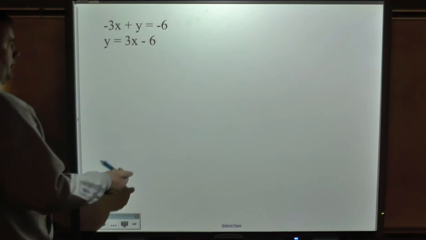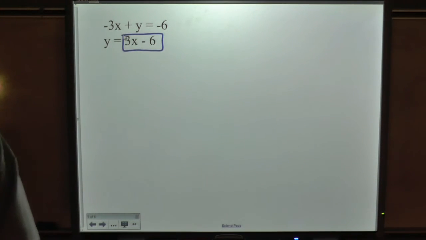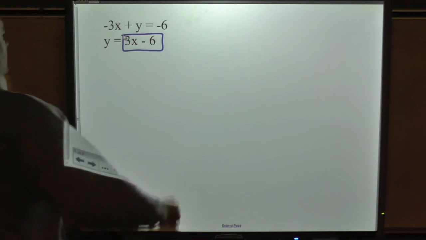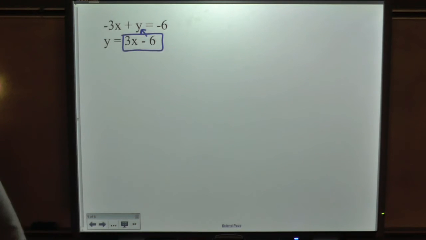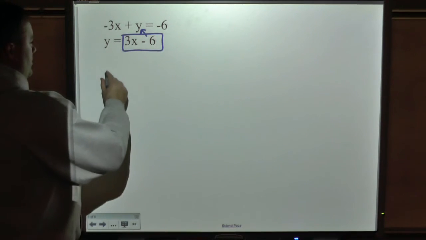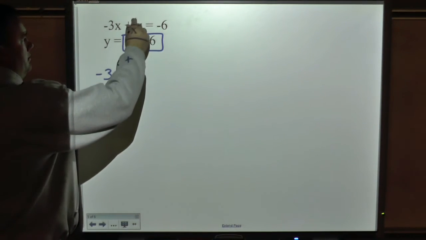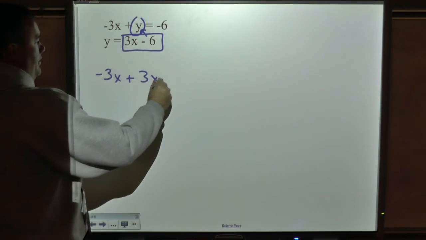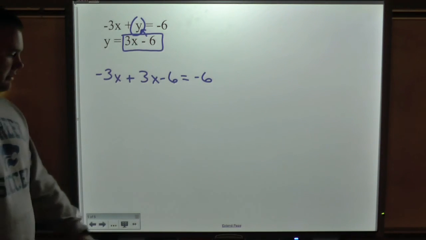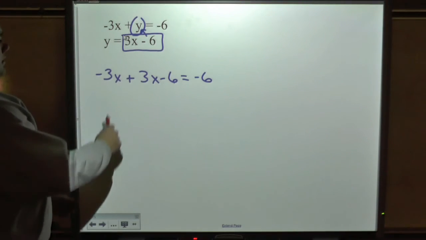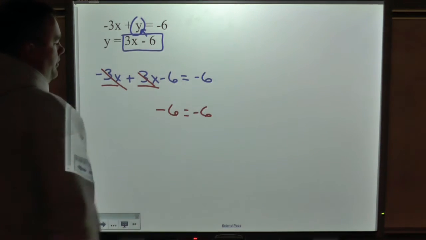So, same idea as before. We look for a variable that's been solved for. In this case, y. Y is equal to 3x minus 6. We're going to take that amount and substitute it into the other equation, for y. So, when we do this, we get -3x plus whatever y is. Well, in this case, 3x minus 6. Then we have equals -6 on the end. Now, this one's pretty simple. -3x and 3x is 0. So, we get to this point.